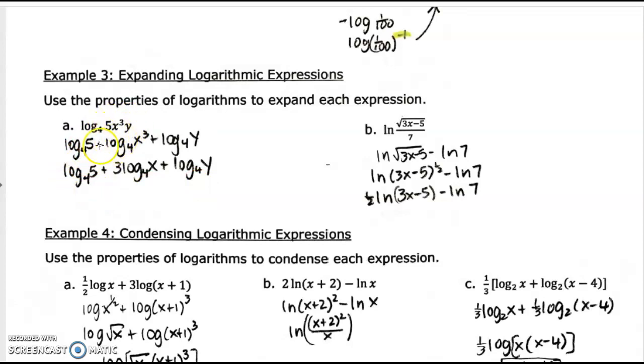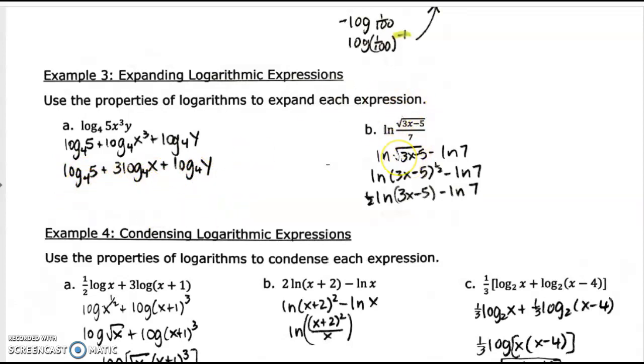So the first thing we want to do is separate it using the product rule. So we're multiplying 5 times x to the third times y. So I separate that out. I keep my base the same all the time. Any exponents, I want to apply my power rule. So in this case, where I have x to the third, that's going to become 3 log base 4 of x. And now this is as expanded as it will get.